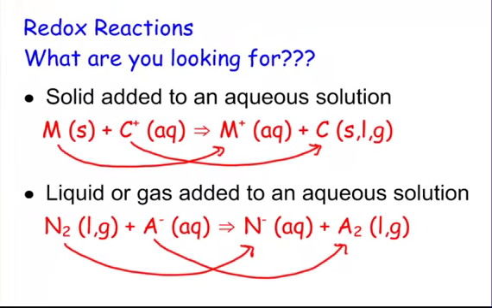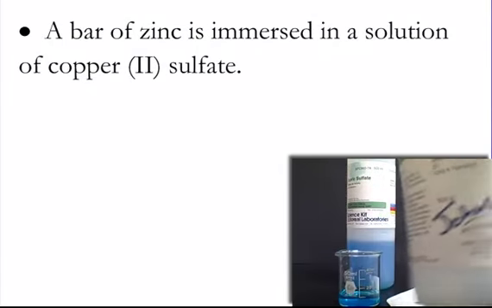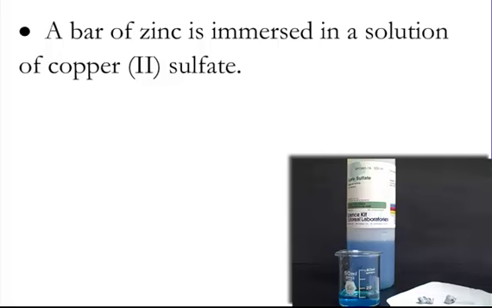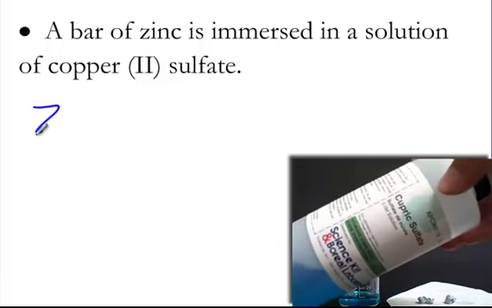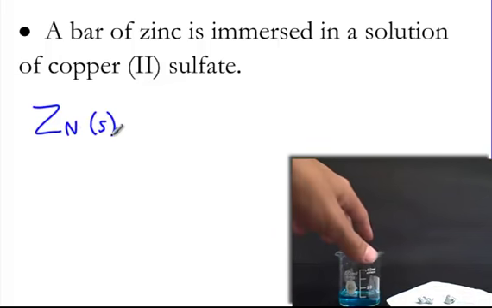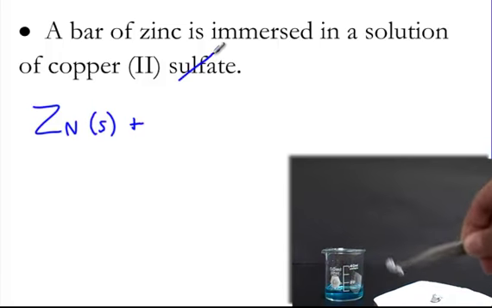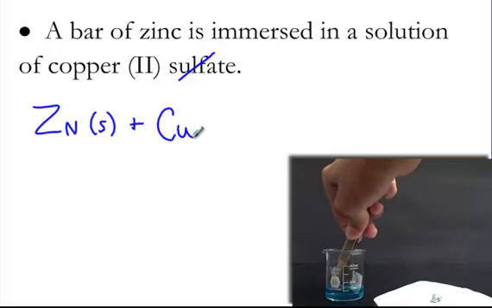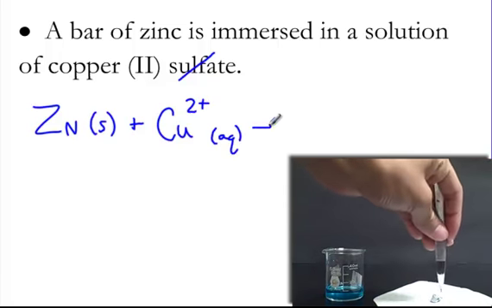So let's take a look at our reactions for this week. The first reaction is a bar of zinc, we see that solid right there, immersed in a solution of copper 2 sulfate. And so what happens is we have our solid zinc, which has 0 charge on it, and it's added to a solution of copper 2 sulfate. Now the sulfate will end up being a spectator ion here, because since we have a metal, we need to exchange it with a metal cation.